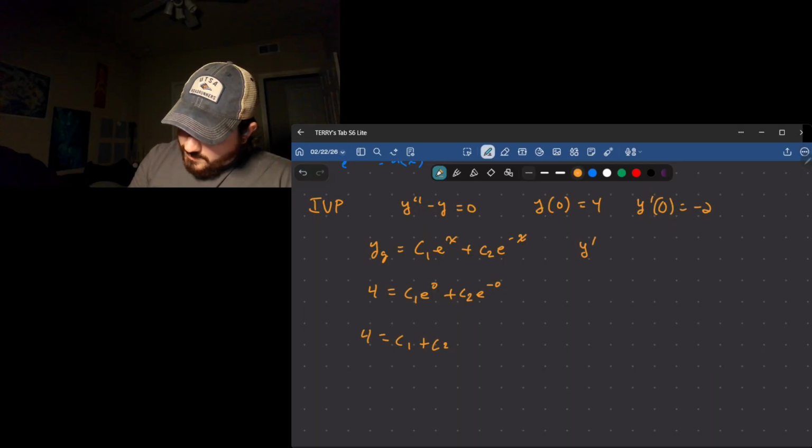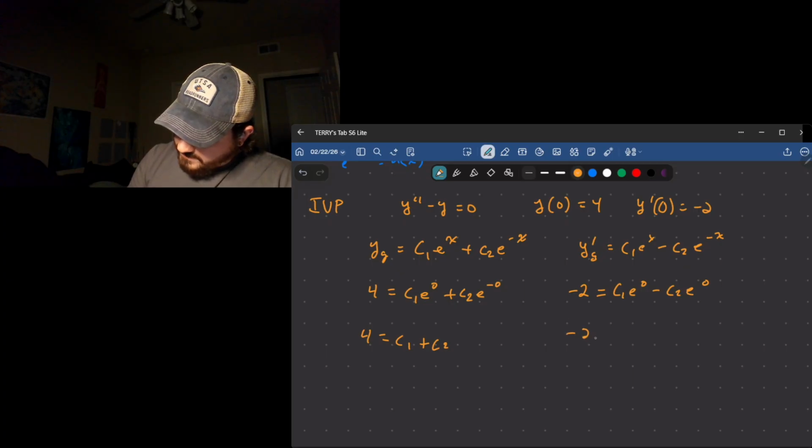So we're going to take y prime of our general solution, which is c1 e to the x, and then negative c2 e to the negative x, right? Because the derivative of e to the negative x is just negative e to the negative x. And now we can plug everything in here. We get negative 2 is equal to c1 e to the 0 minus c2 e to the 0, right? And so then we have negative 2 is equal to c1 minus c2.